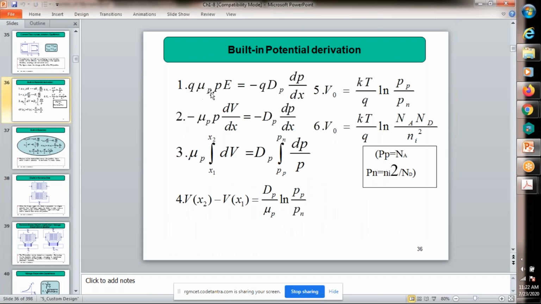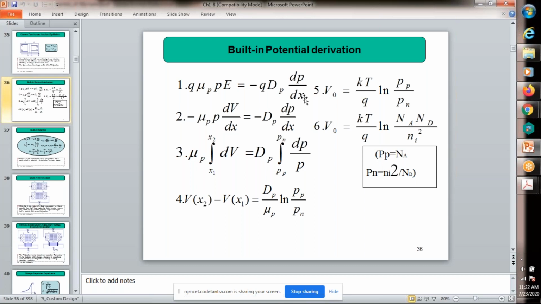Now here this is the drift current due to holes. What is the condition for equilibrium? Drift current due to holes is equal to diffusion current due to holes, or otherwise drift current due to electrons is equal to diffusion current due to electrons. Here I am considering only one condition: drift current due to holes is equal to diffusion current due to holes.